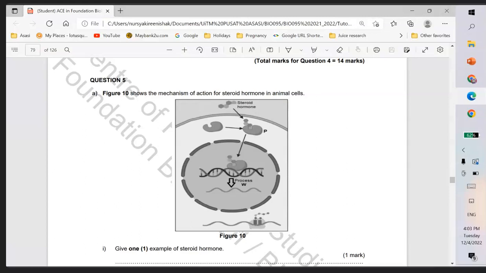Okay, so for our session this time, we are going to discuss chapter 5. Chapter 5, part B, question 5. We are going to look at question 5 here. So, I guess we can go.